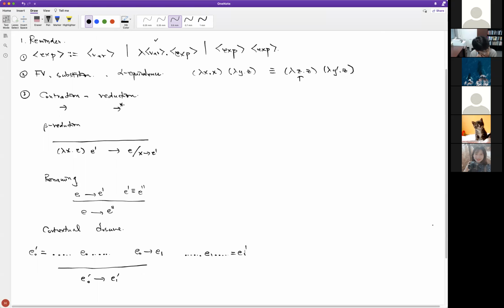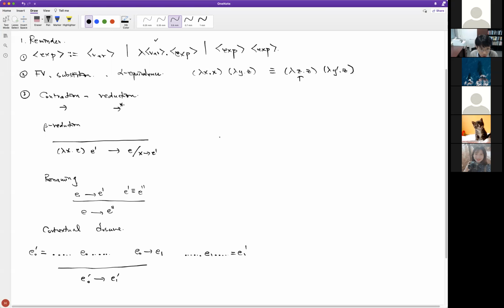Okay. So these are the rules that define the contraction relation. And then the contraction relation, its reflexive transitive closure, also closed with respect to alpha equivalence classes, leads to the reduction relation.